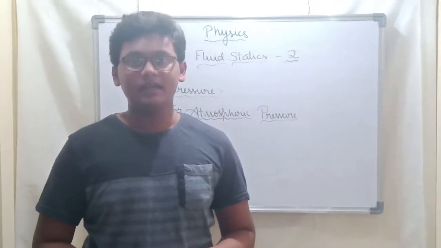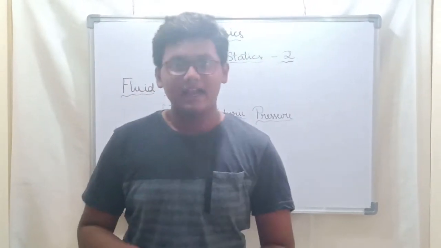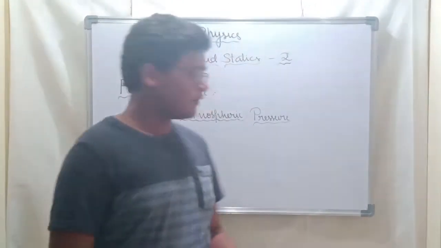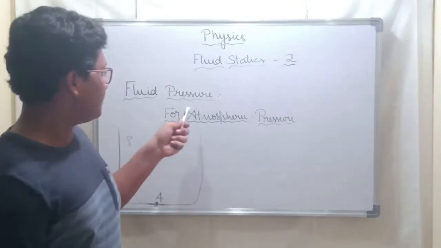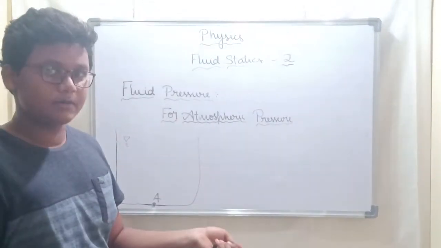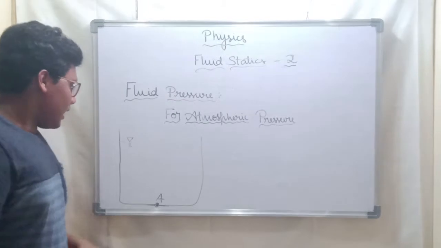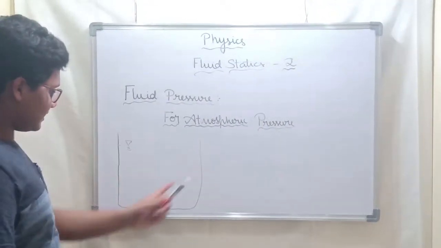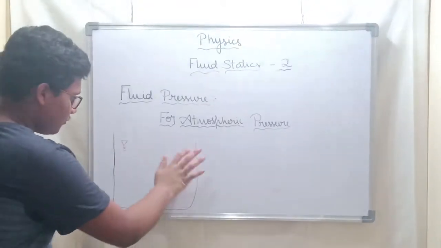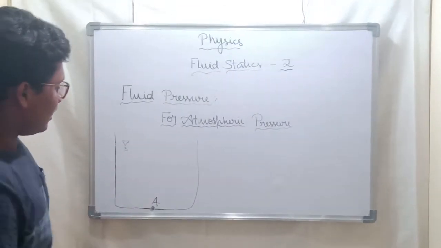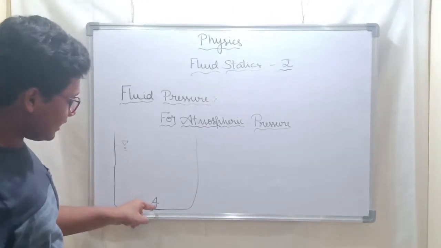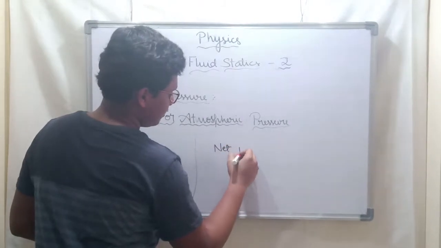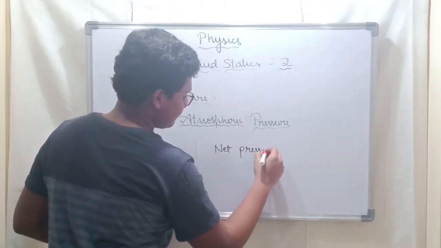In part 1 I explained about density, specific gravity and pressure due to gravity, that is only gauge pressure. Now today I will explain fluid pressure including atmospheric pressure. If we take a glass of water, we need to find the net pressure at point A.